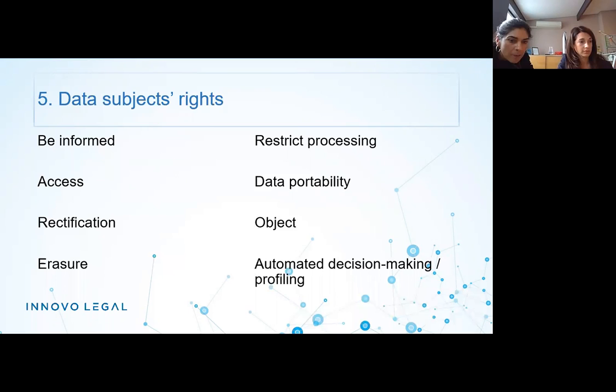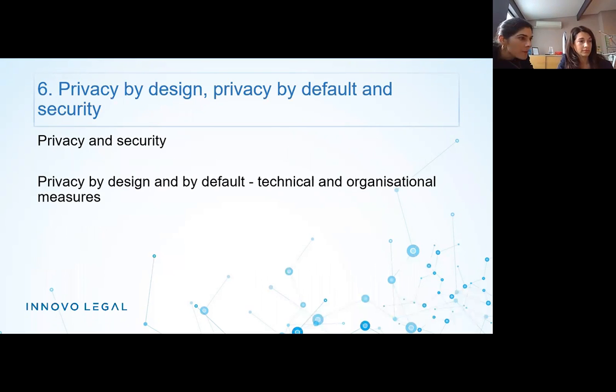All right. So we have number 6, Privacy by design. Yes, I won't stay too long on this one, but basically you need to understand the distinction between privacy and security.